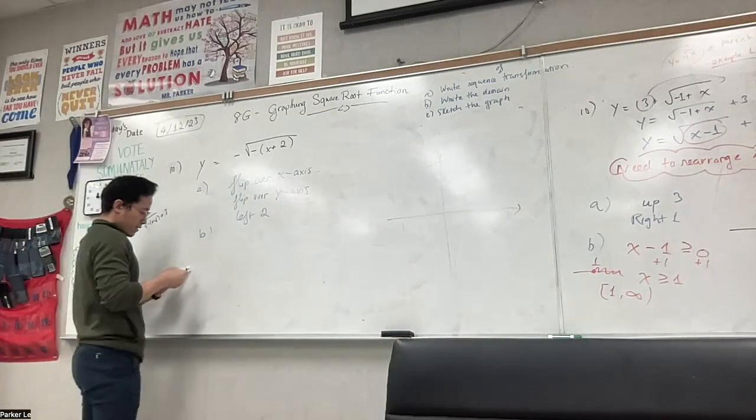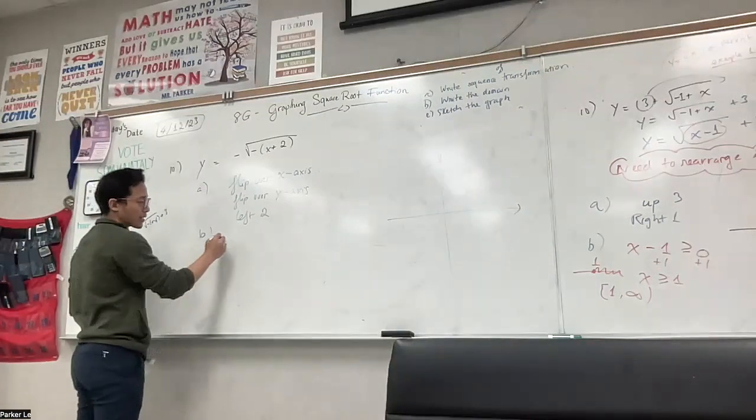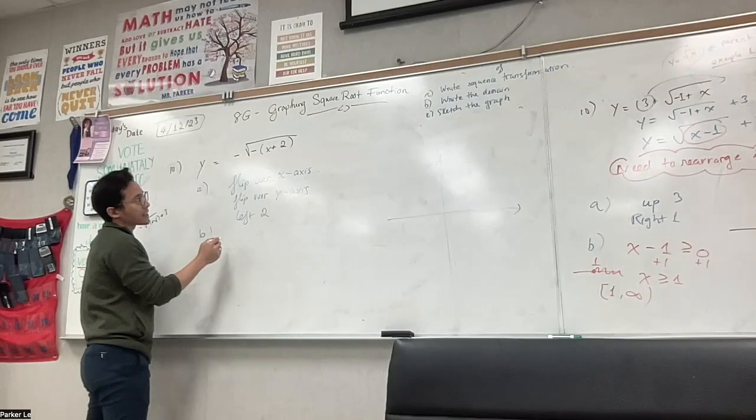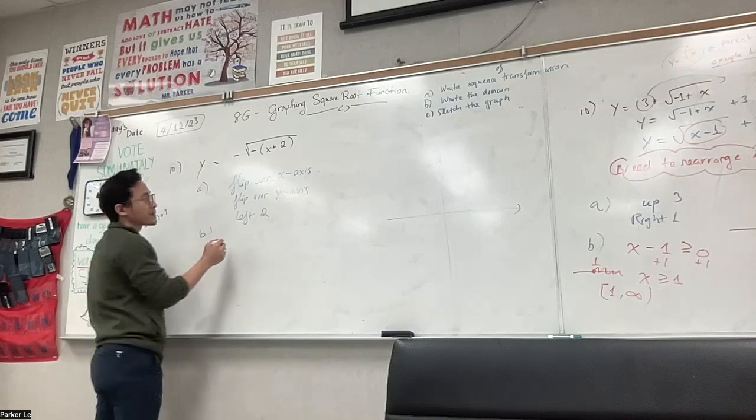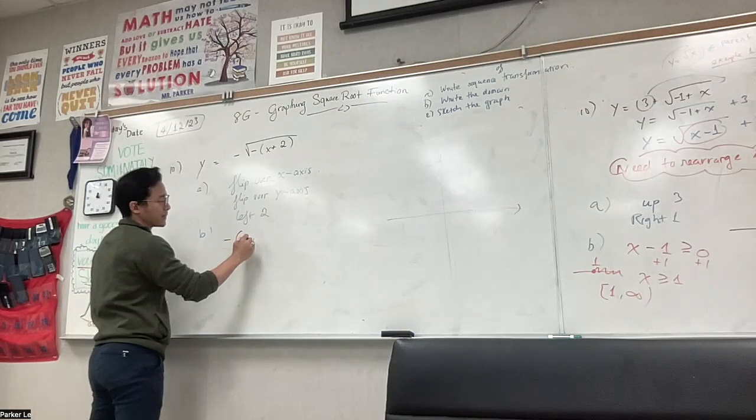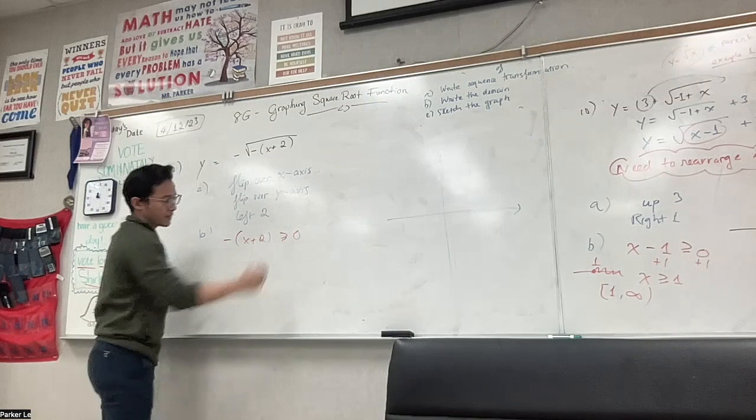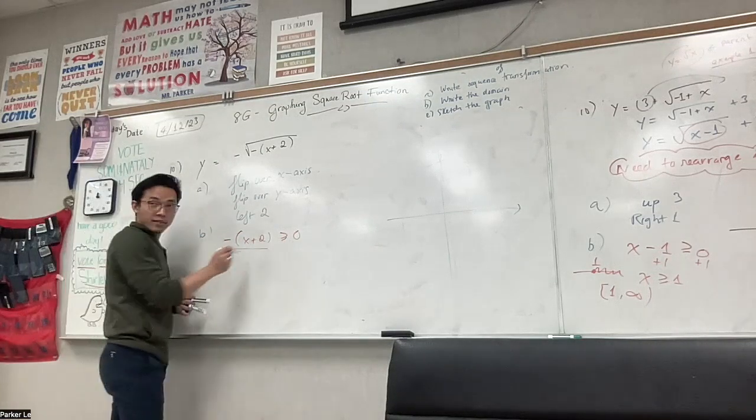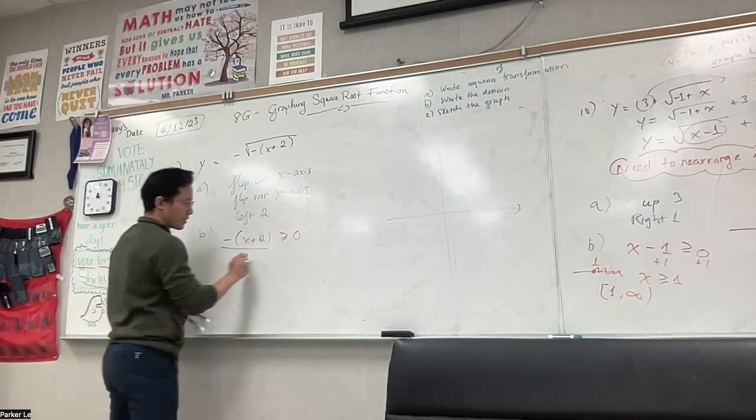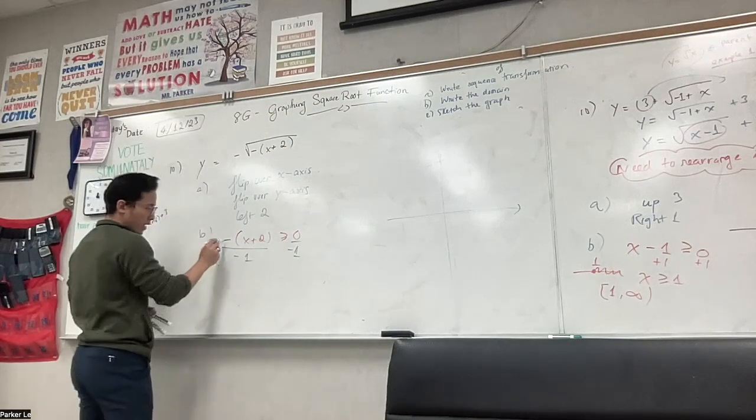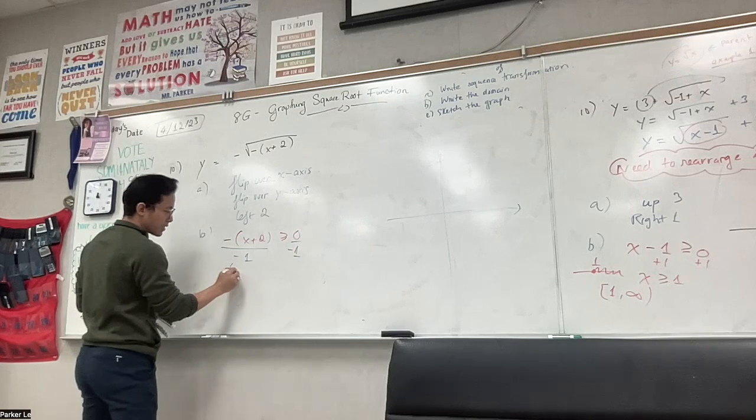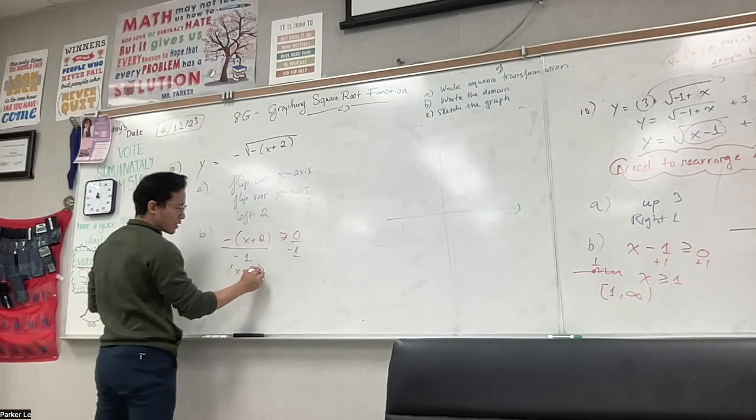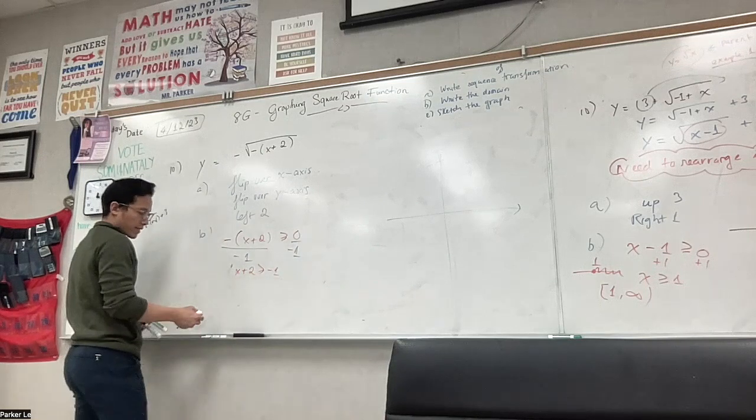Domain, what is the domain? Anyone tell me what to write? Negative X plus 2, zero. Right. What next? Divide by negative 1. Negative 1. So the negative cancels out, it flips the sign. This is X plus 2. So we're gonna read this: X plus 2 larger than or equal to negative 1. What next?